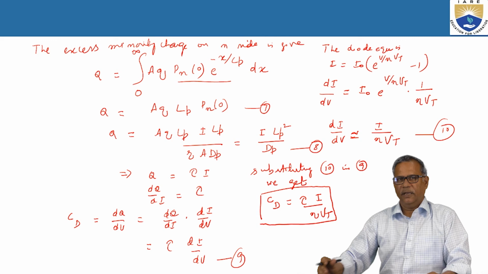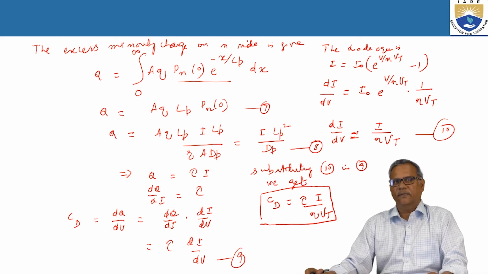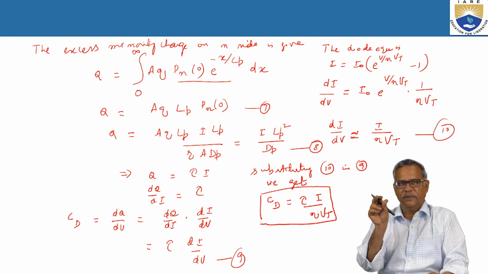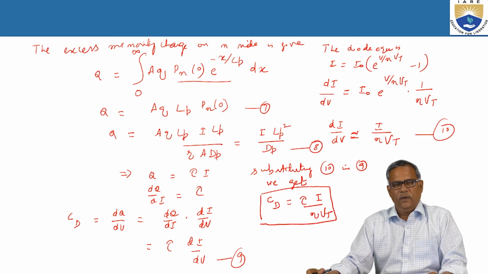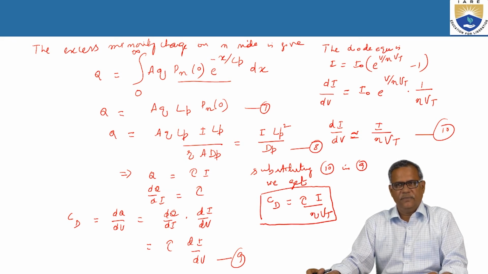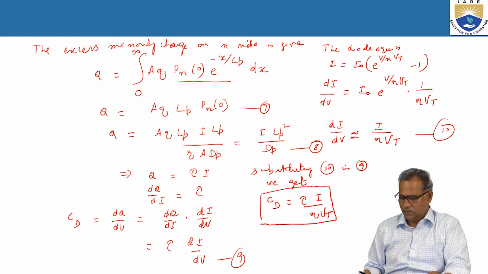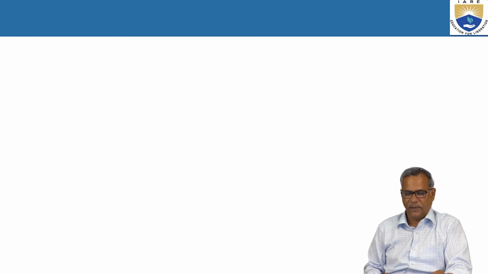So if we see the diode, as we increase the forward bias voltage, the depletion layer width decreases. As the depletion layer width decreases, there is going to be more and more current, and I is going to increase. Thereby, the diffusion capacitance increases as we increase the forward bias. So this is all about the diffusion capacitance.